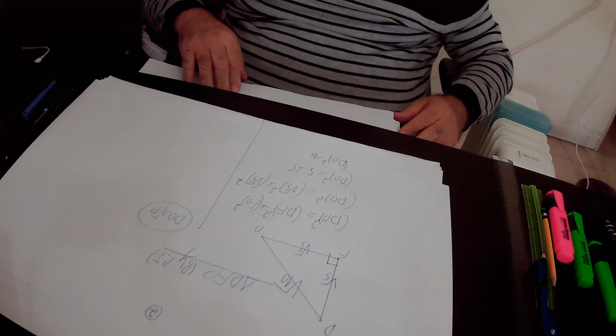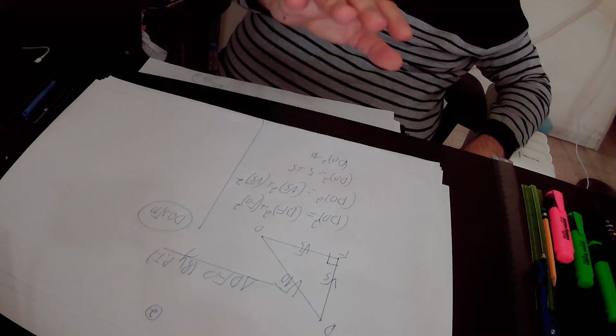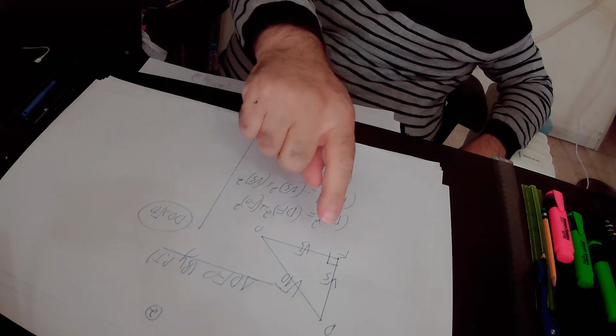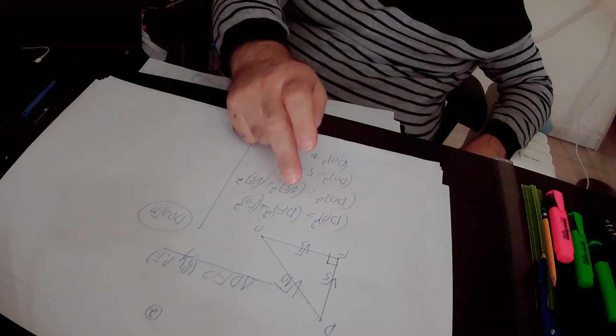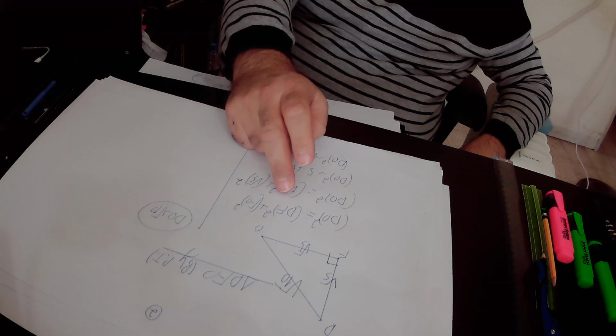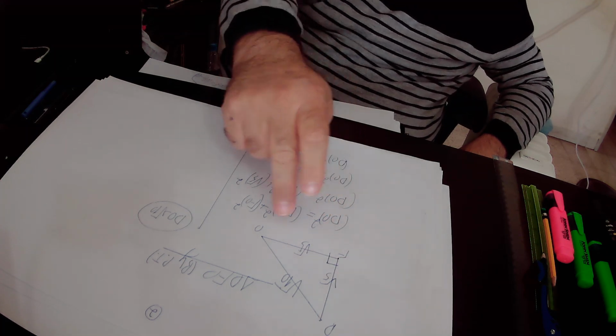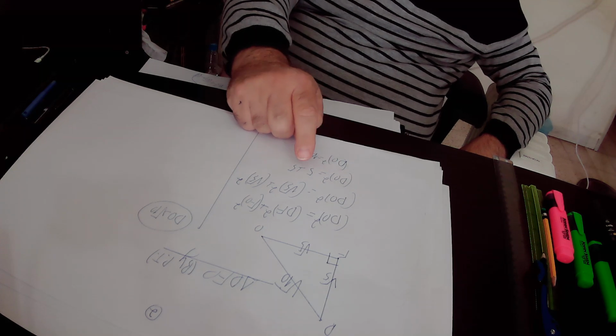According to the Pythagoras theorem, the square of the hypotenuse in any right triangle equals the sum of the squares of the perpendiculars. The hypotenuse is DO, therefore the square of the hypotenuse is DO squared. And it is equal to the sum of the squares of the perpendiculars. That is to say, it is equal to DF squared plus FO squared. So DO squared equals DF squared.